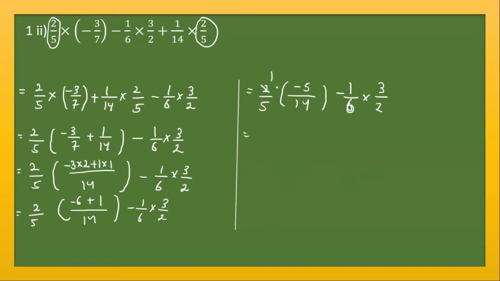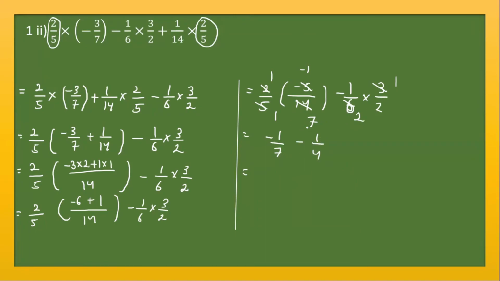Now let's do this. So 2 multiplied by 1 is 2 and 2 multiplied by 7 is 14. 5 multiplied by 1 is 5 and 5 multiplied by minus 1 is minus 5. And here also I can cancel out: 3 ones are 3 and 3 twos are 6. So what will I have? I will have minus 1 by 7 and minus 1 by 4.